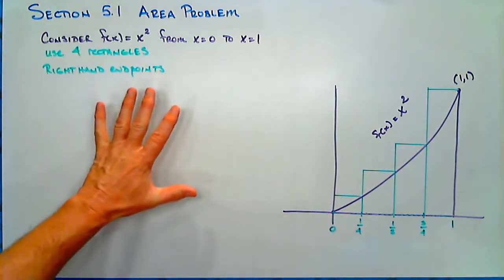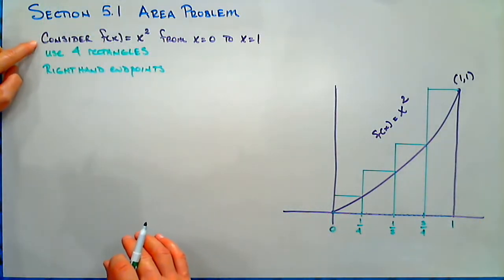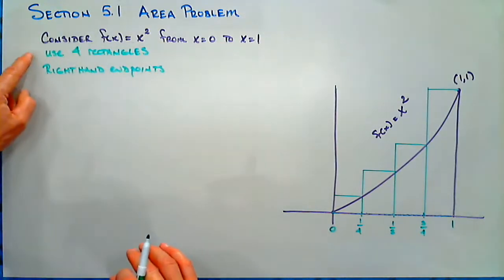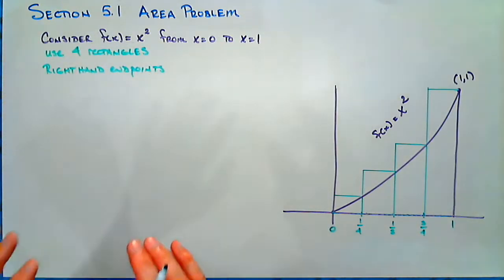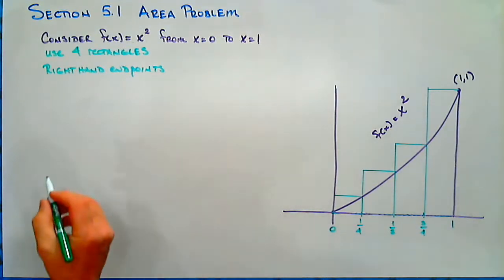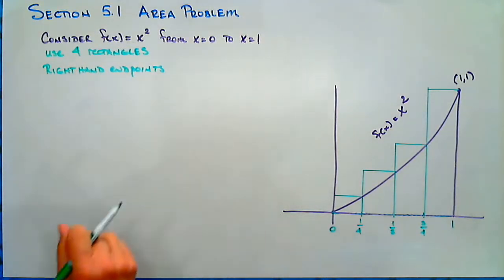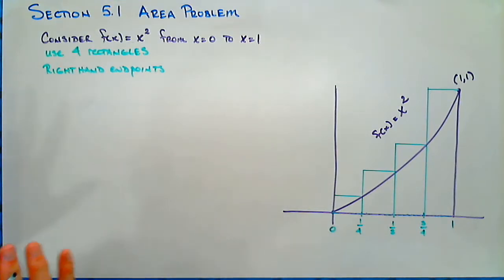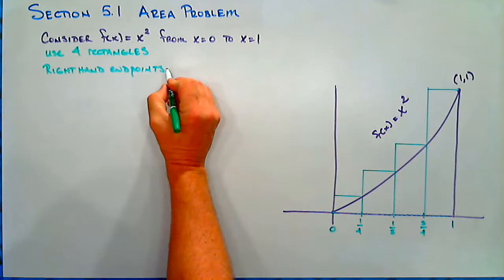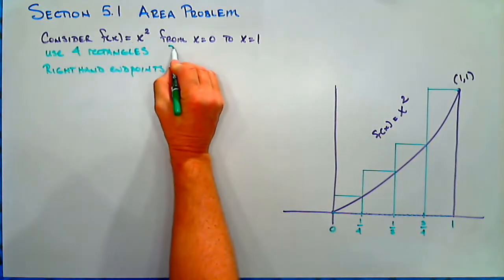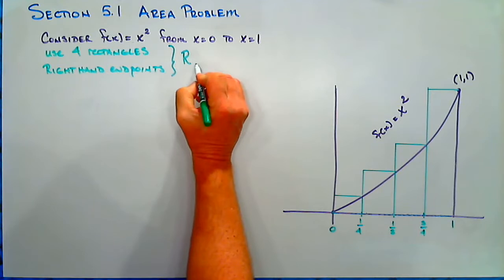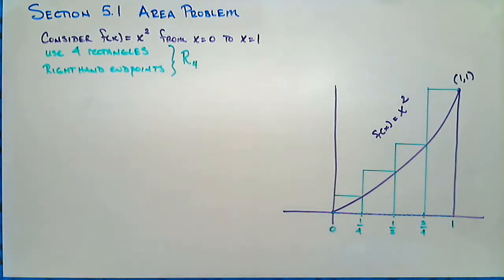If they gave us this problem in the book and it said, use this function from 0 to 1, use 4 rectangles, use right-hand endpoints, approximate the area, that's how this problem would read. So how would they write that? Well, what's some notation we have to bring into play here? When someone says right-hand endpoints with 4 rectangles, you're going to see them write R sub 4. R meaning right hand, 4 meaning four rectangles, or 4 subintervals.